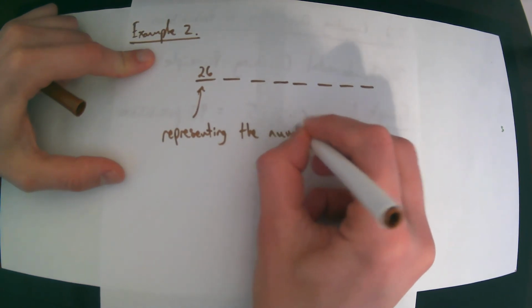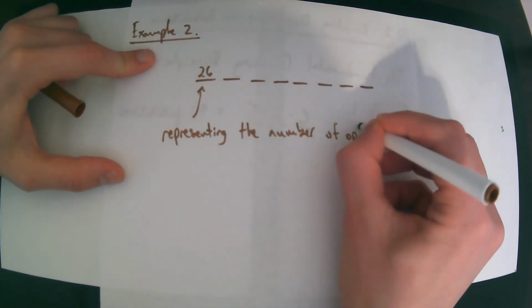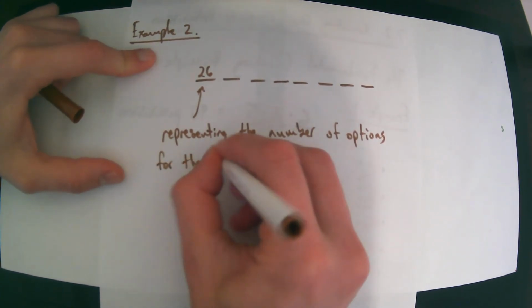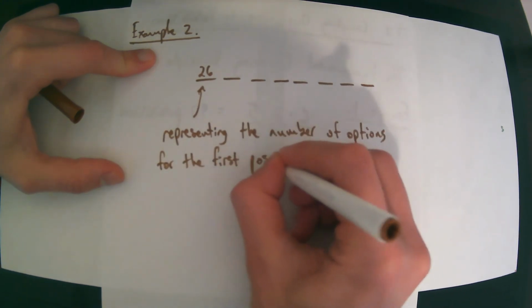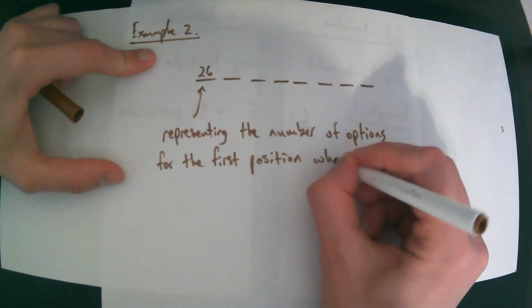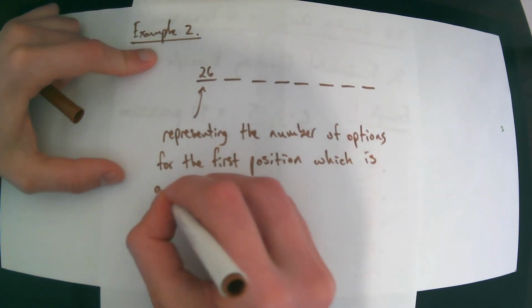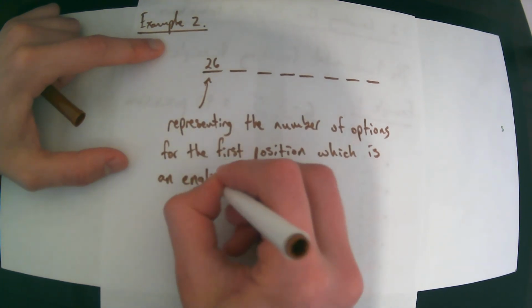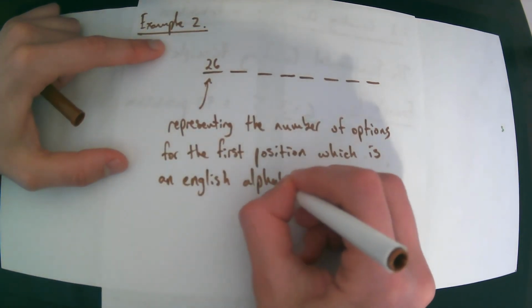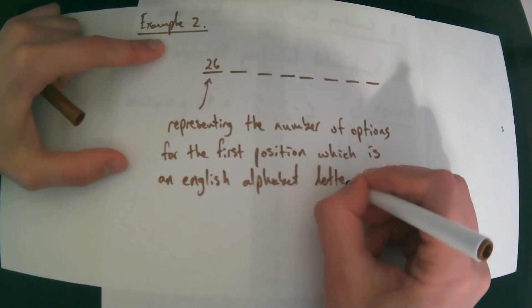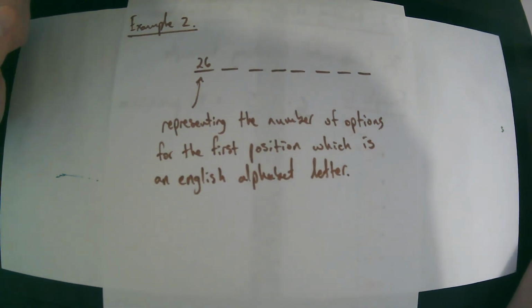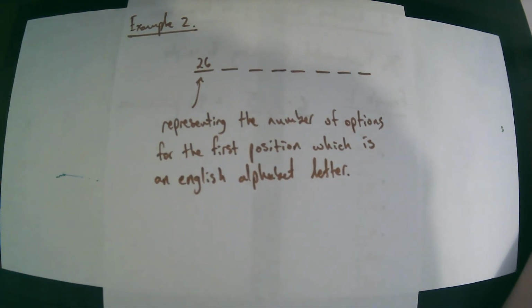This is representing the number of options for the first position. And why is it 26? Because it's a letter, and we should specify an English alphabet letter. I'm not familiar with any other alphabets, but I'm pretty sure they don't all have just 26. Some have more, I'm sure. So we're talking about the English alphabet.